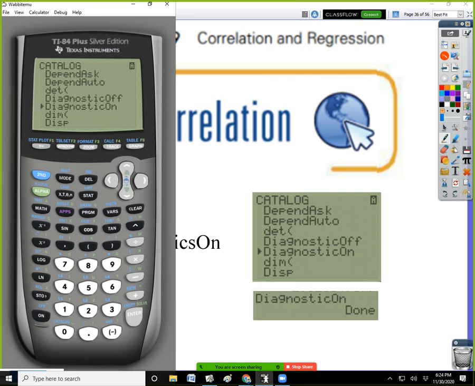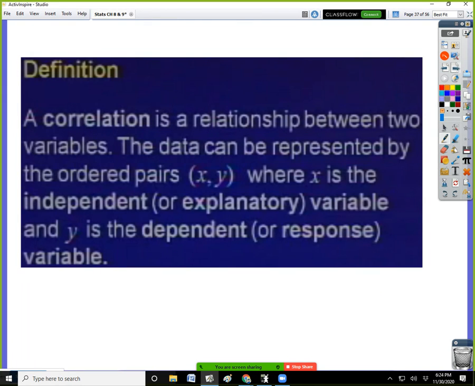Oh, there it is, diagnostics on. I hit enter. Hit enter again. Now the diagnostics is on. Okay. Now when I do my stuff, I will be able to see my correlation. Okay. Because I'll show you real quick. I'll show you the actual formula, and you'll be going, "Oh, I don't think so." Okay. All right. So definition.